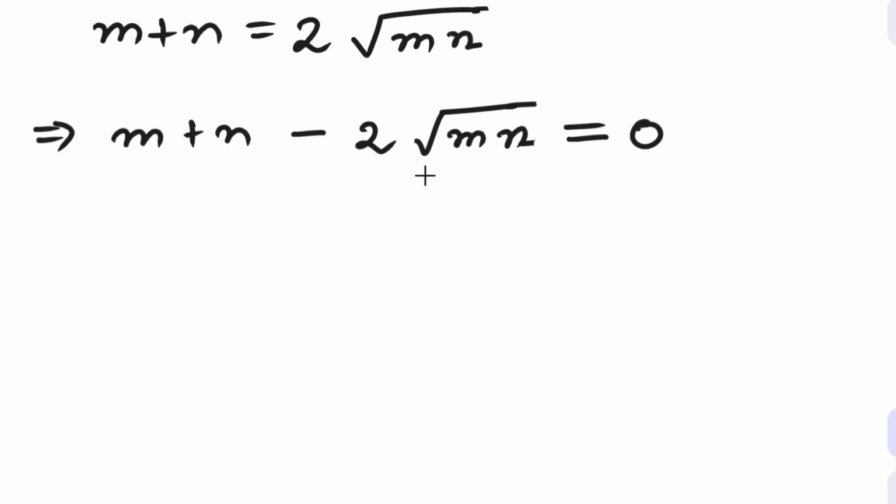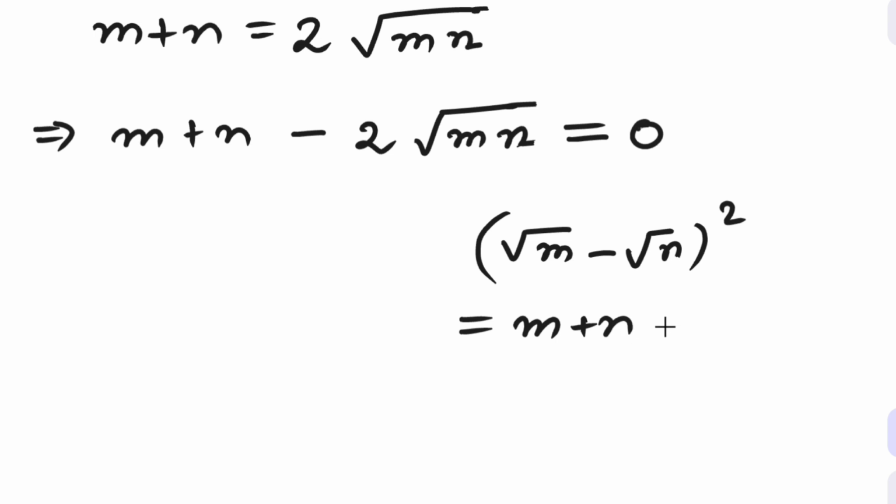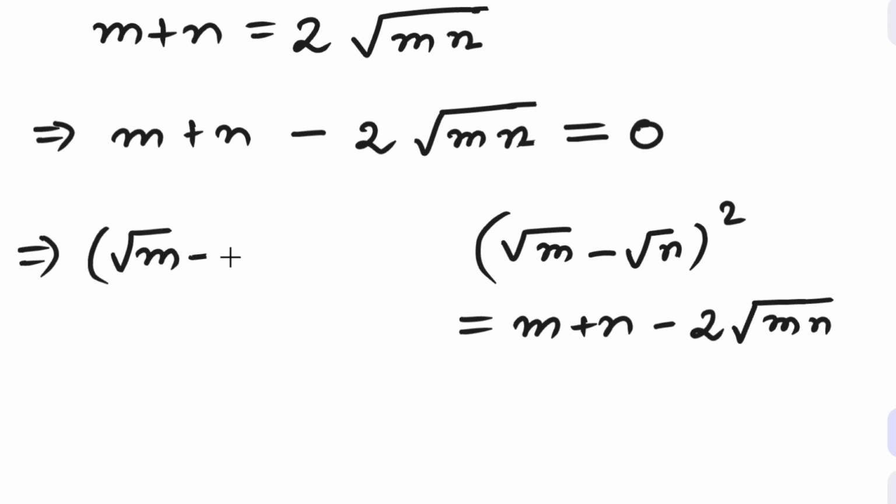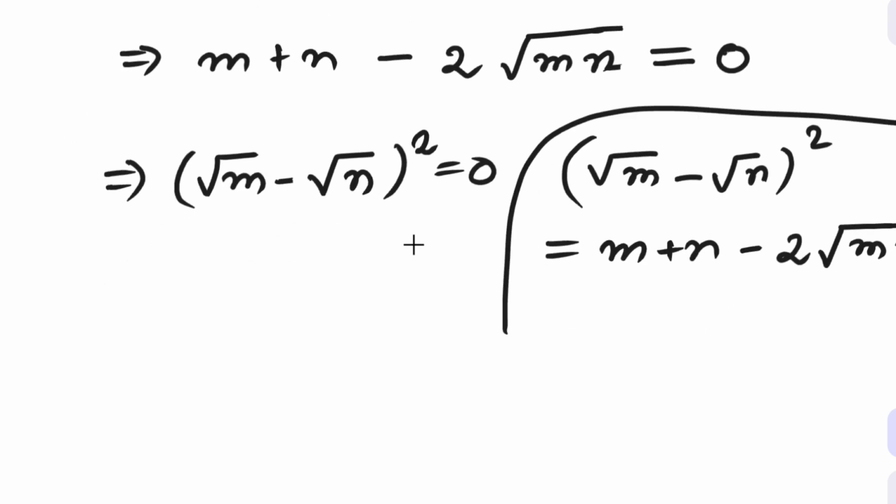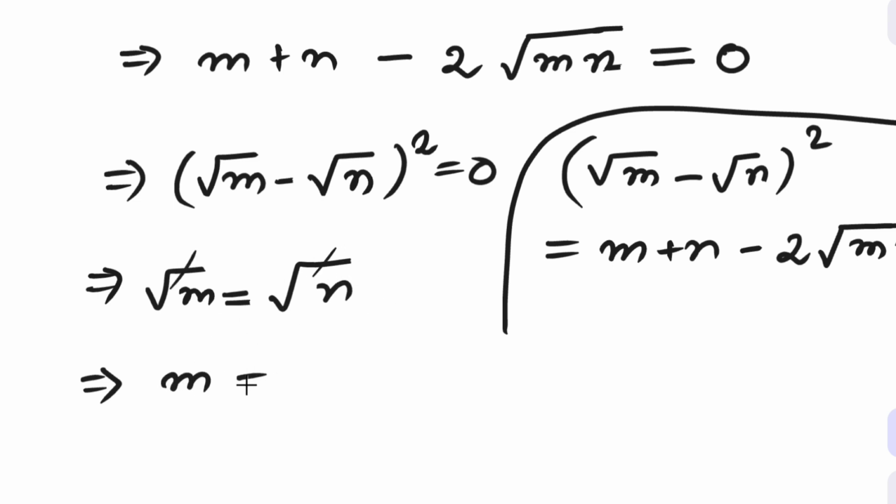Look carefully at this expression because it has a very important pattern. Recall the identity that the quantity square root of m minus square root of n, whole squared, expands to m plus n minus 2 multiplied by the square root of m multiplied by n. So our equation becomes the quantity square root of m minus square root of n, whole squared, equals 0. The only way a square can equal 0 is if the expression inside the square is 0. Therefore, square root of m equals square root of n. Since both sides are square roots, we can safely square both sides, giving m equals n.